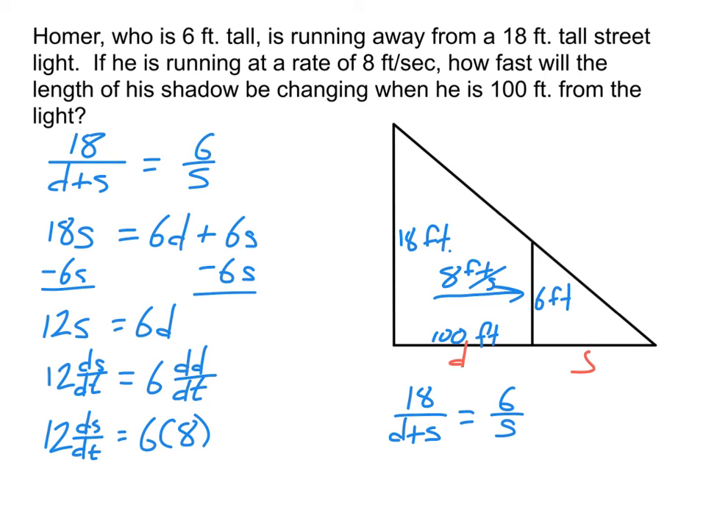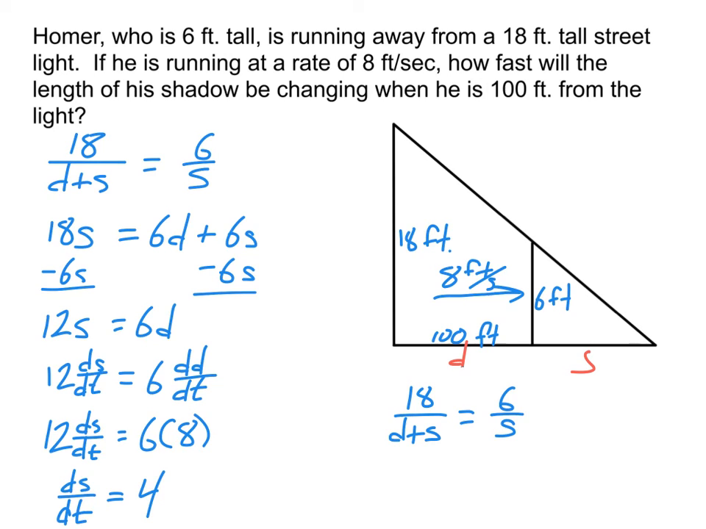This is why I had to leave d as a variable in there, because if I know the rate at which d is changing, I have to leave d as a variable so that when I do the derivative, I can actually plug in that rate. So I didn't want to use the 100 right off the top. All right, so now go ahead and solve this for ds over dt. And so 6 times 8 gives me 48. 48 divided by 12 gives me 4. So it gives me an answer of 4 here.